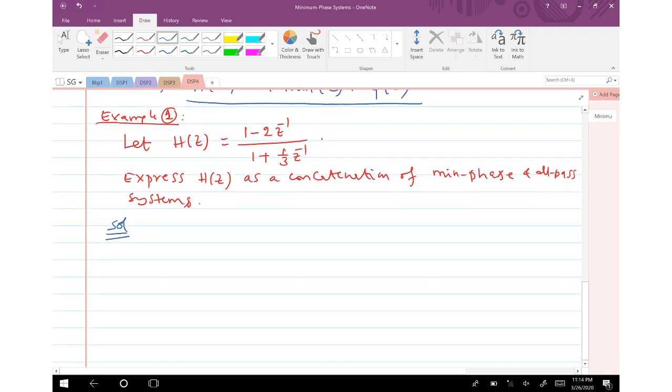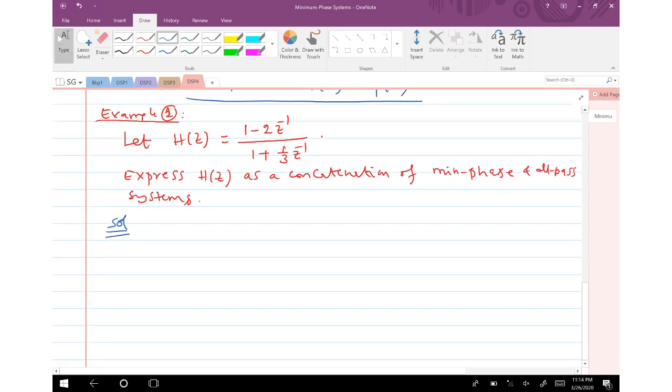How should we start here? Well, first let's see in terms of the pole zero plot, and then we will go ahead after that. Okay, so first let's plot the pole zero plot of h of z.